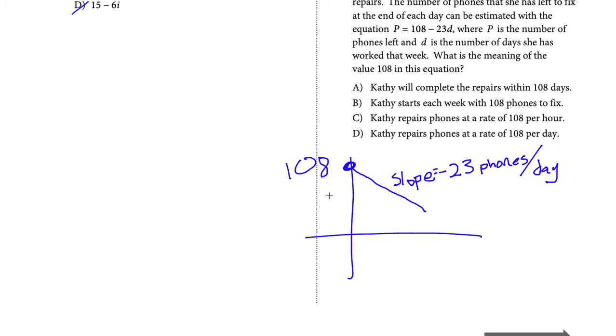What is your guess? Everyone's going to guess 1, 2, 3, or 4. 1 is A, 2 is B, 3 is C, 4 is D. Is it A? Is it Kathy will complete the repairs within 108 days? Kathy starts each week with 108 phones to fix. Kathy repairs phones at a rate of 108 phones per day. Kathy repairs phones at a rate of 108 per hour versus per day. Guess. Everyone guess now. Go. 10 XP if everyone guesses. Come on, hold up. 1, 2, 3, or 4. Everyone take a guess.